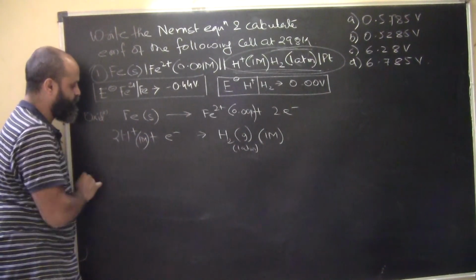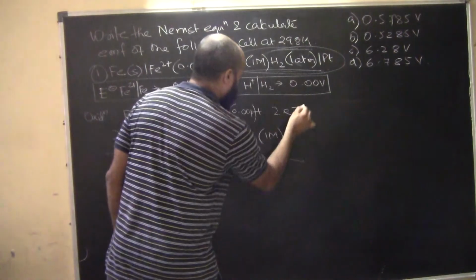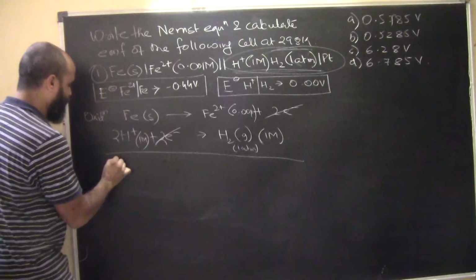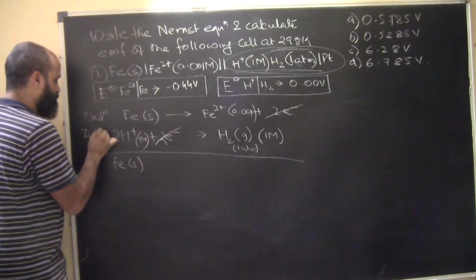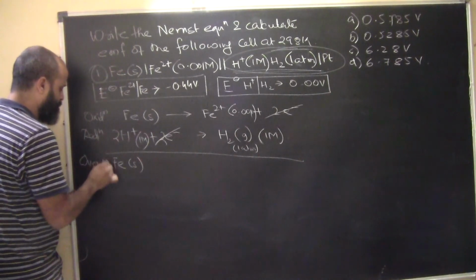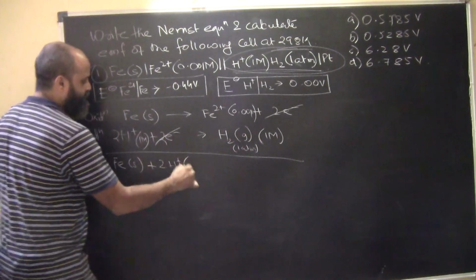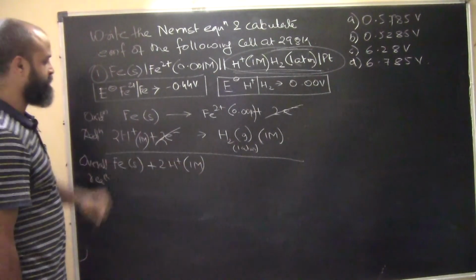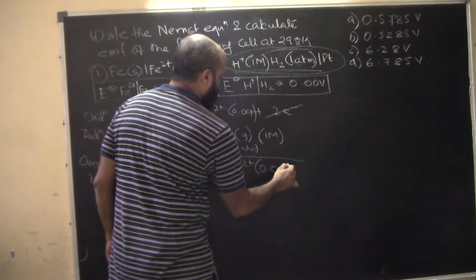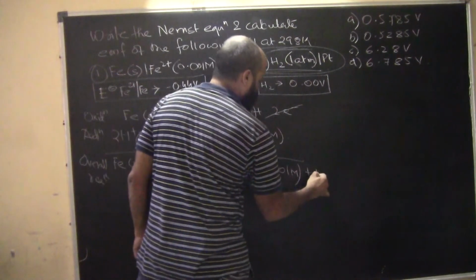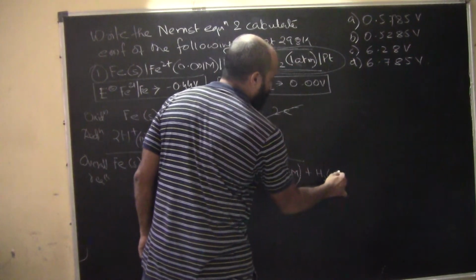Now in order to balance it, we need to have 2H+ and 2 electrons, that is going to give H2. If we add them, obviously these two get cancelled. What do we have here? The overall reaction. This is basically the reduction part. So the overall reaction is Fe(s) plus 2H+, which has a concentration of 1 molar, is equal to Fe2+ at 0.001 molar plus H2 gas at 1 atmospheric pressure. Basically H2 gas at 1 atmospheric pressure will always have a concentration of 1 molar.